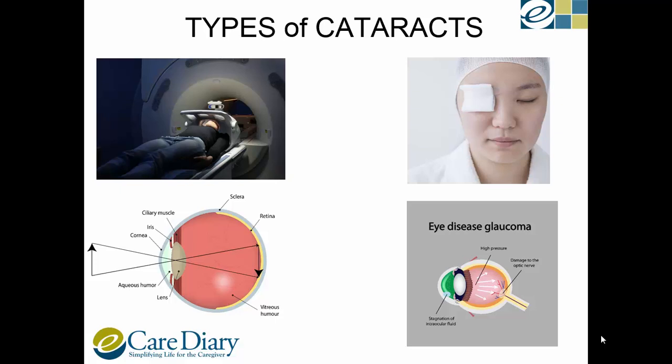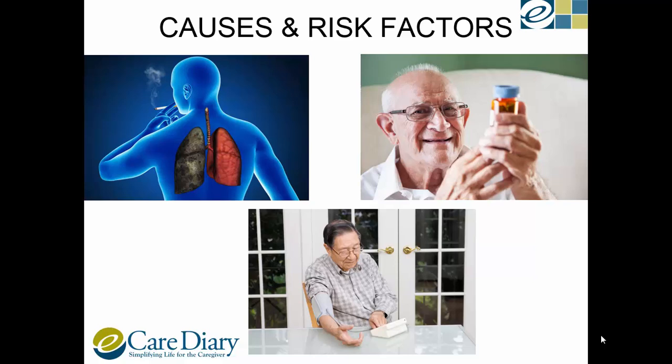Other cataracts that affect different parts of the lens include nuclear cataracts that affect the center of the lens, cortical cataracts which affect the edges of the lens, and posterior subcapsular cataracts that affect the back of the lens.